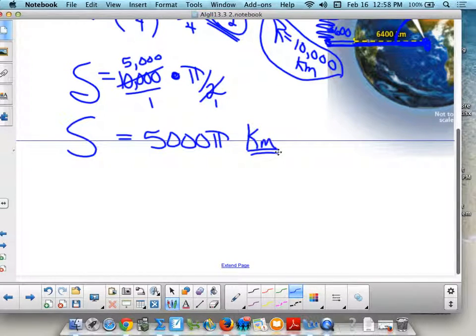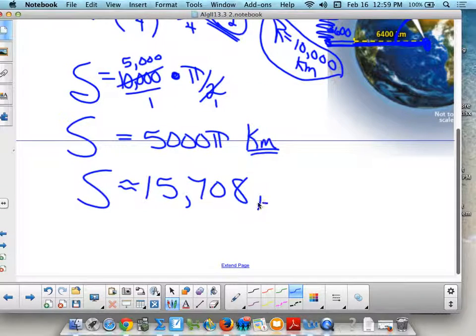5,000 pi kilometers. Now wait a minute. Did it say round to the nearest anything? It never did. Okay. I bet you most of you punched it in, and when you punch that in, you end up with 15,700. If I go to the nearest kilometer, that's it.